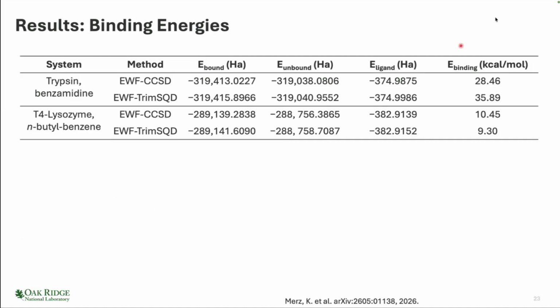So if we now look at the results, we can compare both the embedded wave function coupled cluster to this embedded wave function trim SQD. So this will be the classical reference. We see rough agreement between the overall binding energies, but you might notice that in both cases, the binding energies are positive, which means that these systems are not bound at this level of theory. There's a couple of things to attribute that to. So that could be attributable to the minimal basis size used.